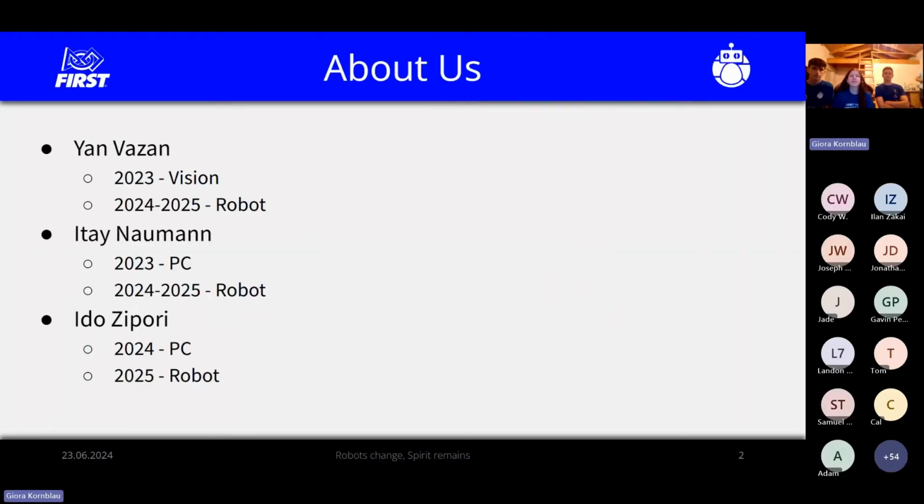Okay, so about us, my name is Jan. 2023 was my first year on the team, and I was in the vision sub team of the programming sub team. In 2024, last year, and 2025, next year, which is going to be my senior year on the team, I was a part of the robot sub team of the programming sub team.